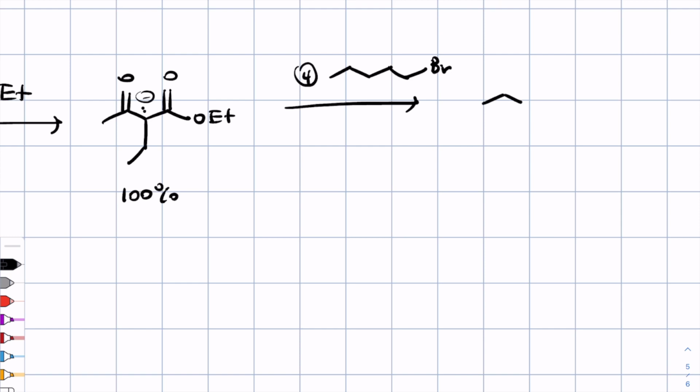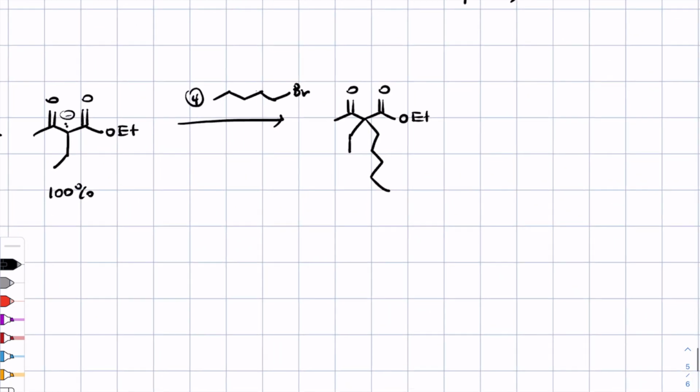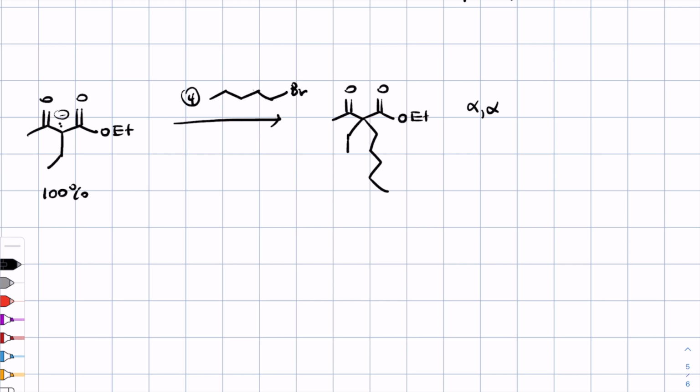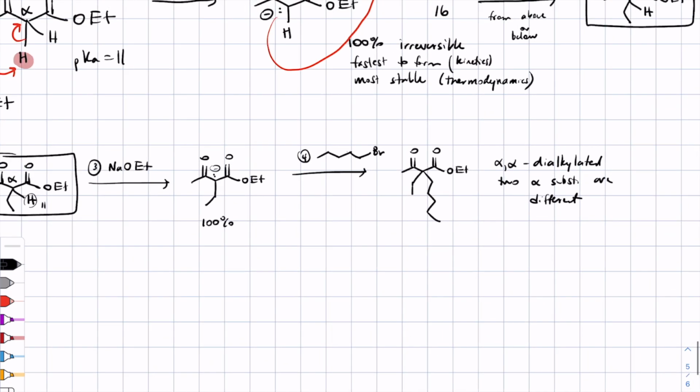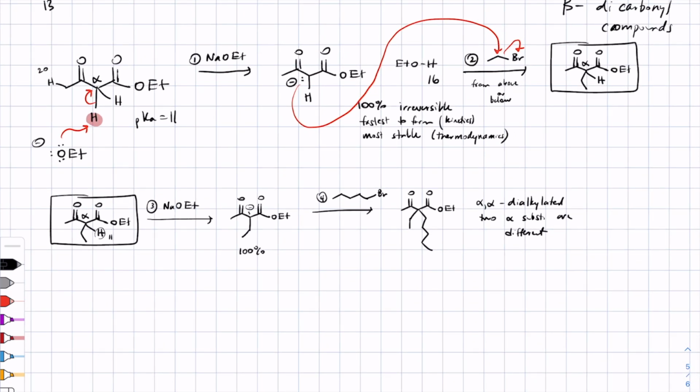We can install using this method not just one, but 2 different alkyl groups. Something like that. We can install 2 alkyl groups to get this alpha-alpha dialkylated carbonyl compound where the 2 alpha substituents are different. Notice that we could not have done that via the previous approach.